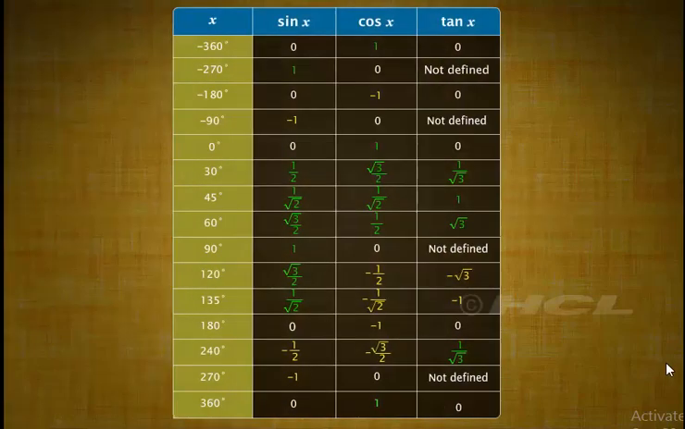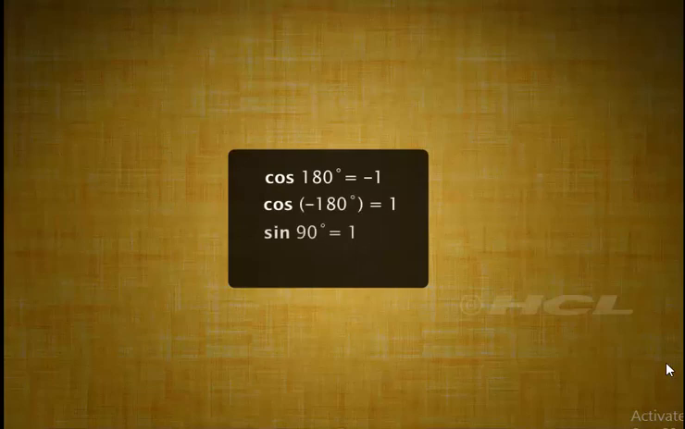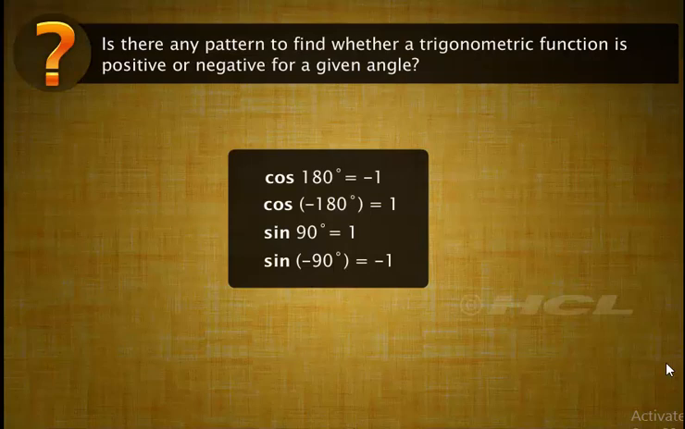We have seen that for various angles, the trigonometric functions take real number values. As real numbers are positive as well as negative, the trigonometric functions take positive as well as negative values. Did you notice whether the value of a trigonometric function may be negative for a positive angle or positive for a negative angle? Is there any pattern which might help us to find whether a trigonometric function is positive or negative for a given angle?